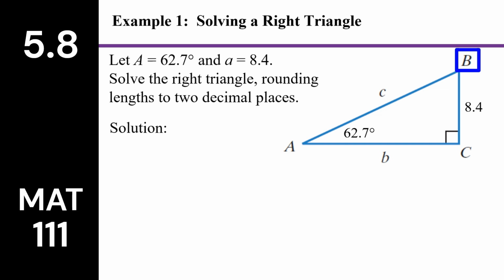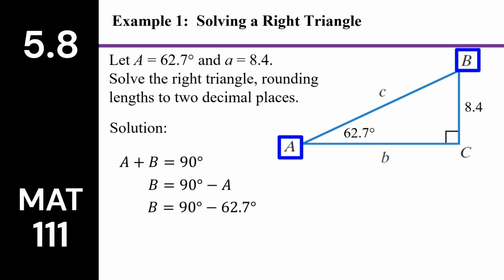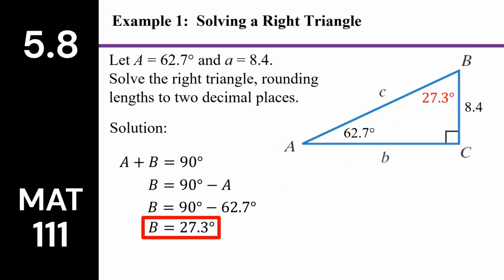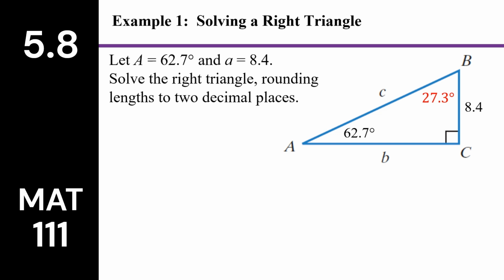It's probably best to start with angle B because the two acute angles of a right triangle always add to 90. So A plus B equals 90 degrees. B equals 90 minus A. Since A is 62.7 degrees, B is 27.3 degrees. So we can put that label in. To solve for the sides, we need our right triangle trig definitions.